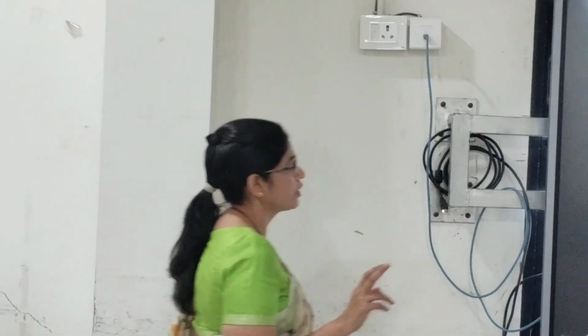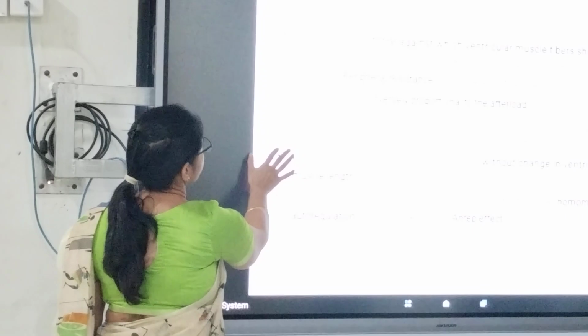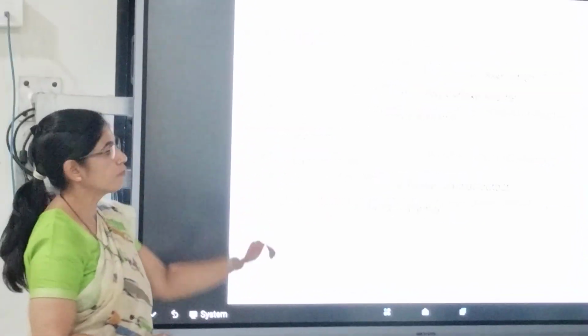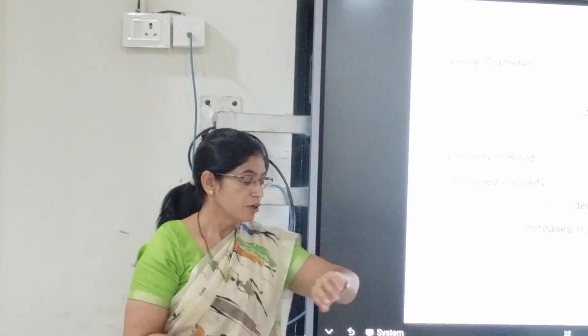Okay, so afterload is nothing but the peripheral resistance, and your peripheral resistance mainly depends upon two factors. First is the vessel diameter and the second factor is the viscosity of the blood. So how does the diameter of the blood vessel affect the peripheral resistance? Because normally when the blood is moving through any arteries, arterioles or capillaries, it exerts some pressure on the lateral wall of the blood vessel, and that develops some resistance.